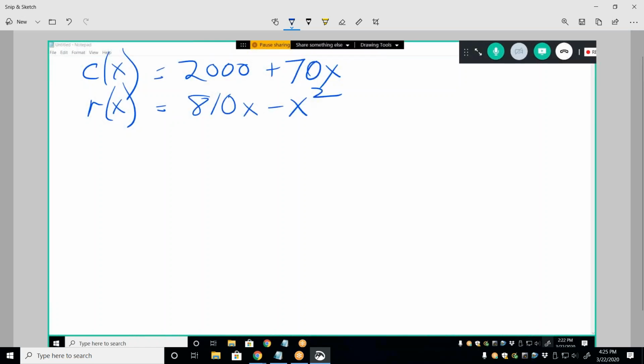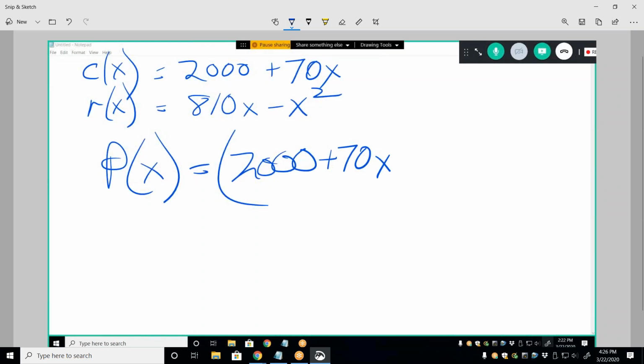It says determine the maximum profit of the company. The profit of a company in dollars is the difference between the company's revenue and cost. The cost, C of X, and revenue, R of X, are functions for a particular company. So the profit of the company is cost minus revenue, right? There's cost.